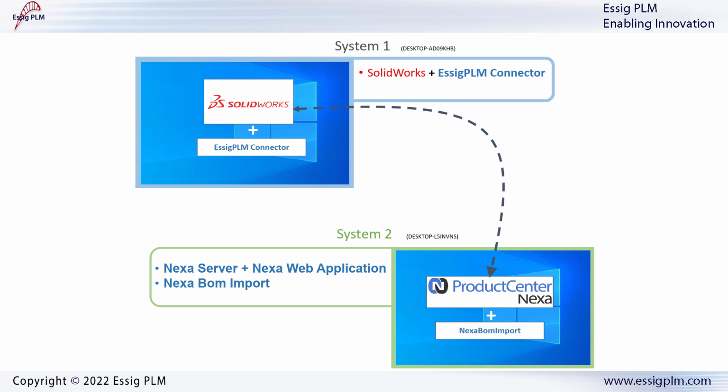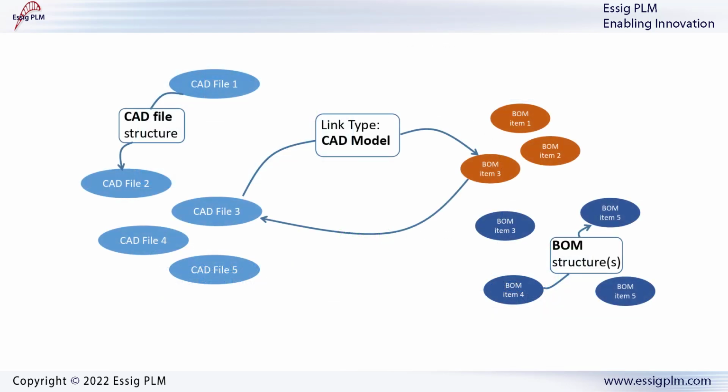It is possible to store an assembly built with SolidWorks in System 1 into Nexa in System 2, simply accessing the connector buttons that are now present in SolidWorks. We can also build and store the BOM and later see it from a browser open in System 1. The rest of this video is devoted to showing in detail these passages.